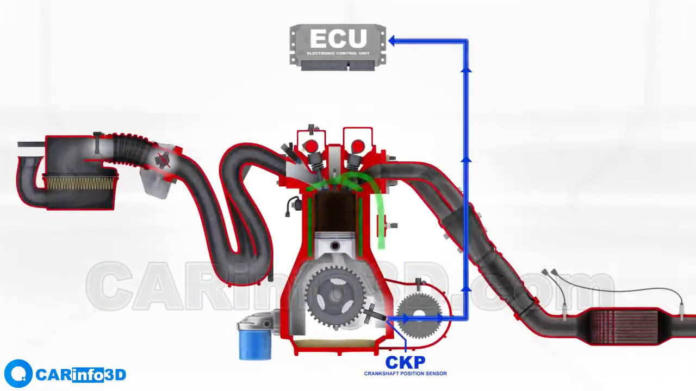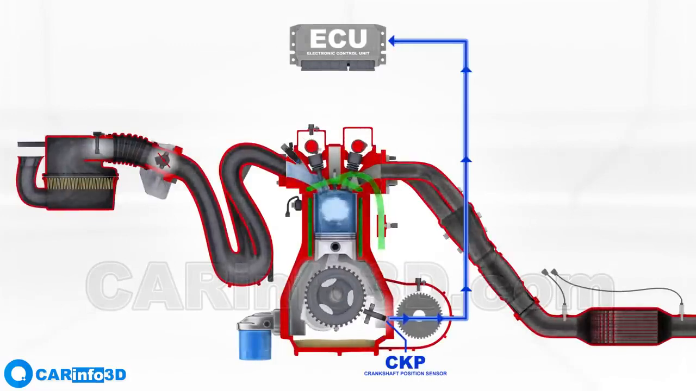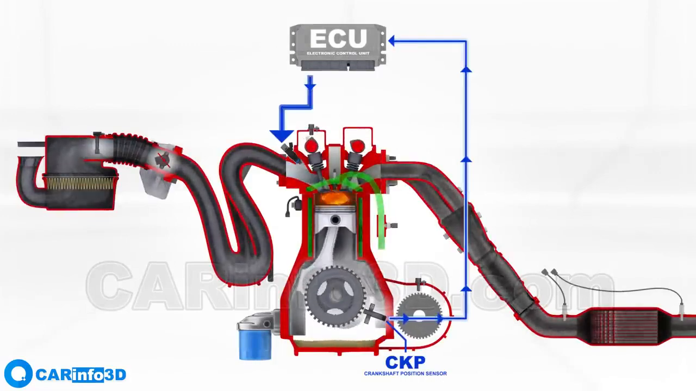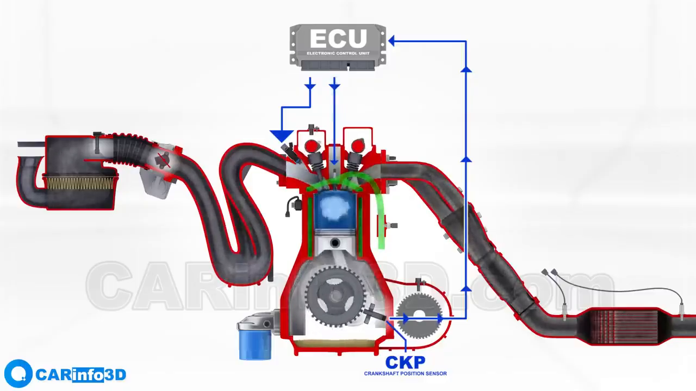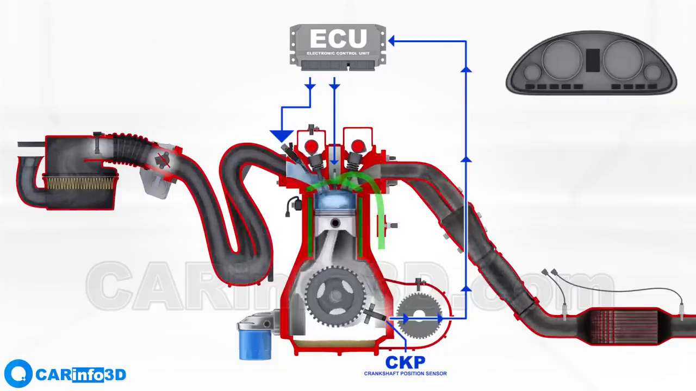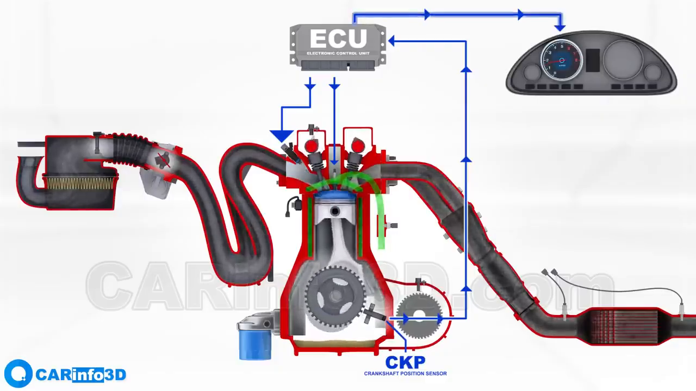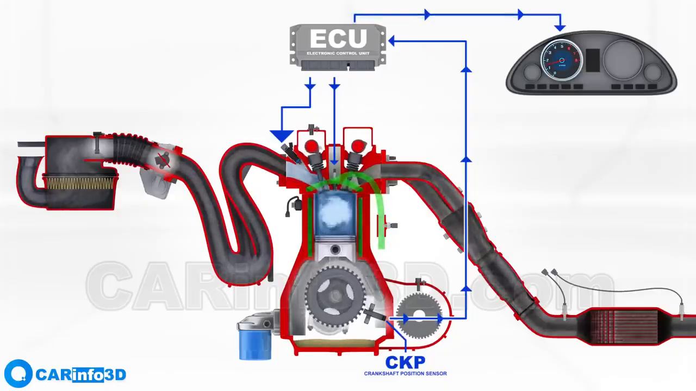The electronic control unit uses sensor readings to time fuel injection and the ignition advance angle. The data on crankshaft rotational speed is also sent to the tachometer on the dashboard, while the information on rotation consistency can be used to diagnose misfires.